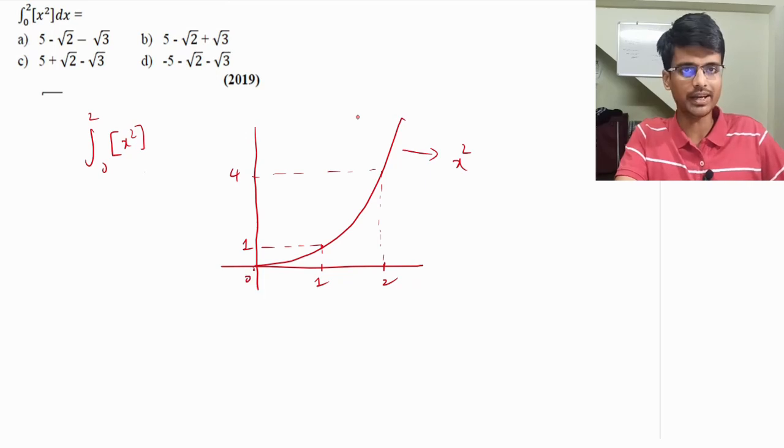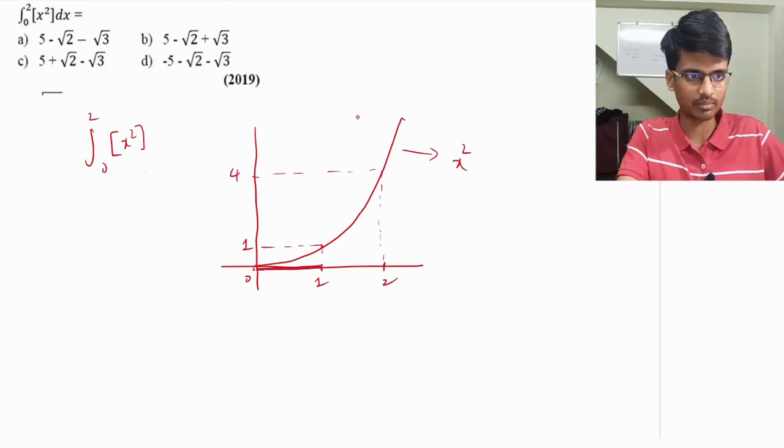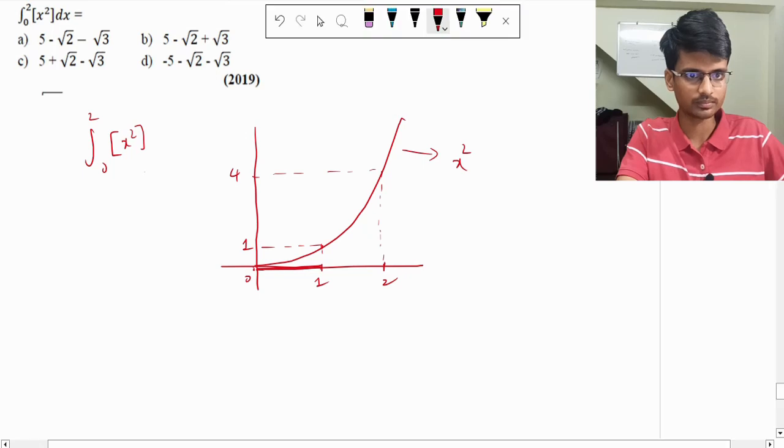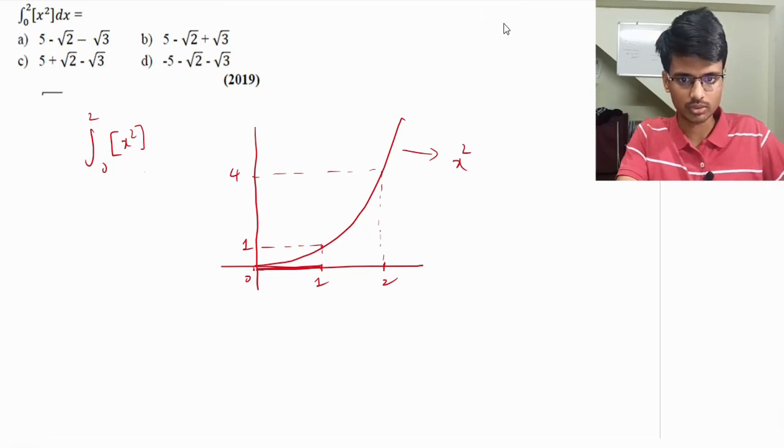So we know that the greatest integer function takes the closest integer. For between 0 and 1, what is the value of the greatest integer function? It is 0, right? Let me use another color for plotting that, so that it is clear. So between 0 and 1 it is 0. But when does x square become 2? At x equal to root 2, right? Root 2 is somewhere here, right? So if I take root 2 here, here it is 2, right?